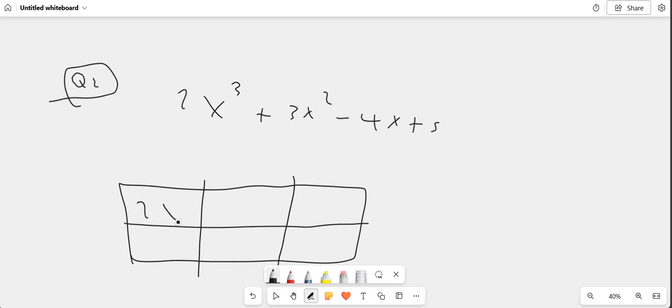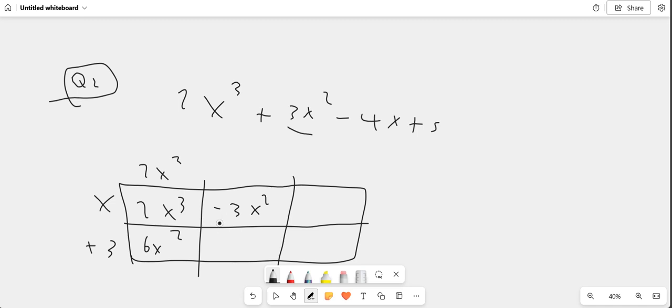And then obviously write the first term of the cubic here, so 2x cubed. Also write what you're dividing by here, so x plus 3. How many x's go into 2x cubed? 2x squared. Times that by 3, that's 6x squared. How do you get from 6x squared to 3x squared? You're going to have to take away another 3x squared.